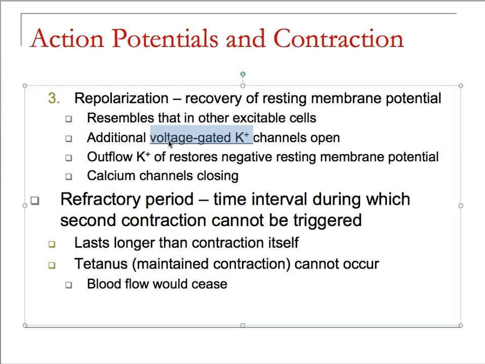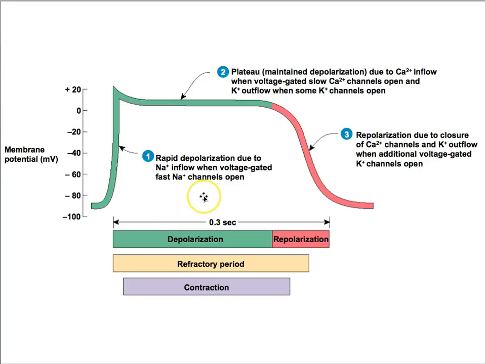Okay, that refractory period is going to last longer than the contraction itself, and it ensures, this is going to sound kind of obvious, that tetanus, maintained contraction, cannot occur, right? Because if your heart just beat once and stayed contracted, obviously blood flow would decrease, and that's shown to you here. Not the tetanus piece, but these are all of the steps that we've just worked our way through.